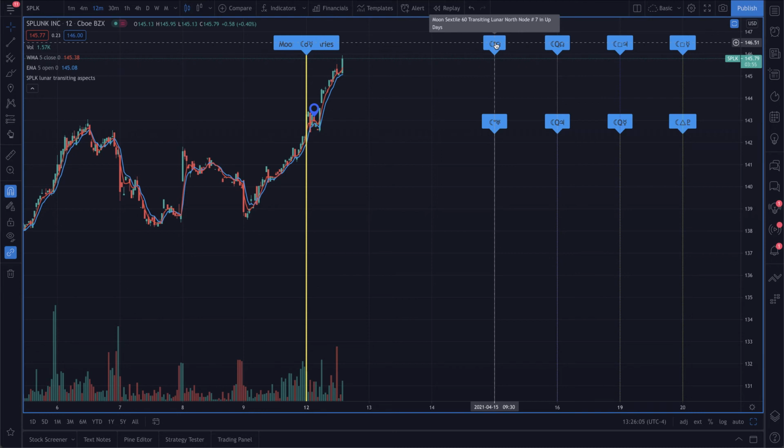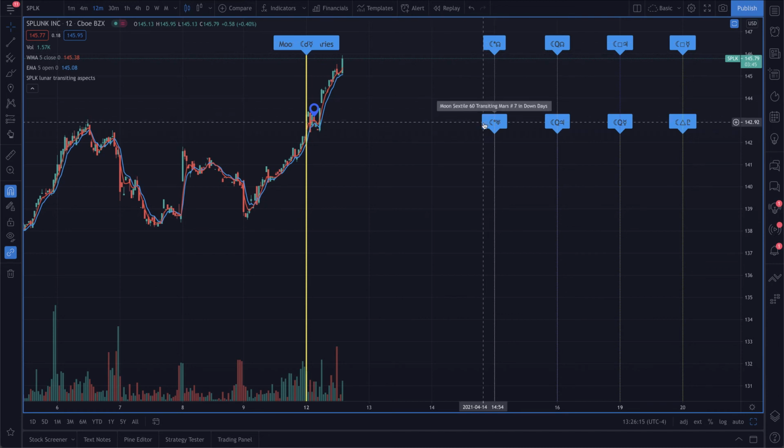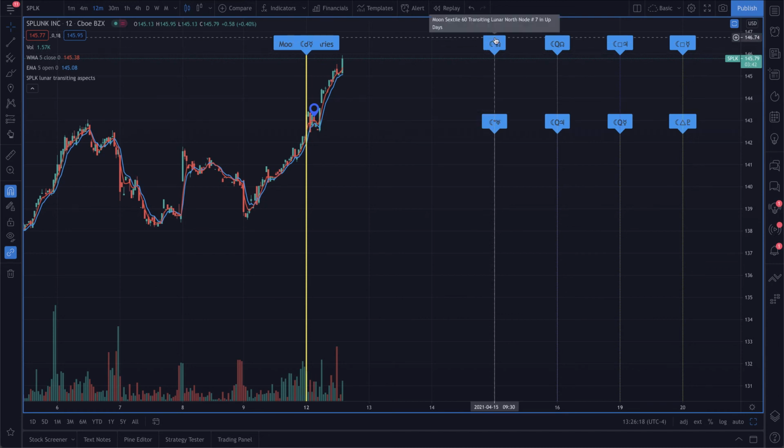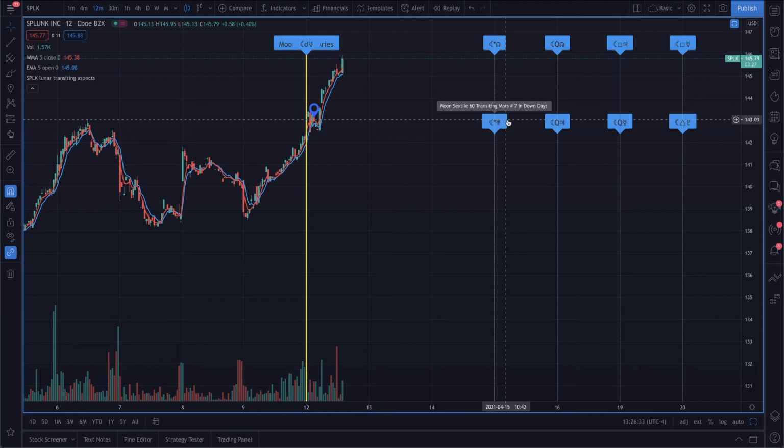Coming up overnight, this is Thursday night, between Thursday and Friday, we've got the number 7 influencer up day, which is the transiting moon making a 60-degree sextile angle with the north node. And also a pivot high is happening overnight.